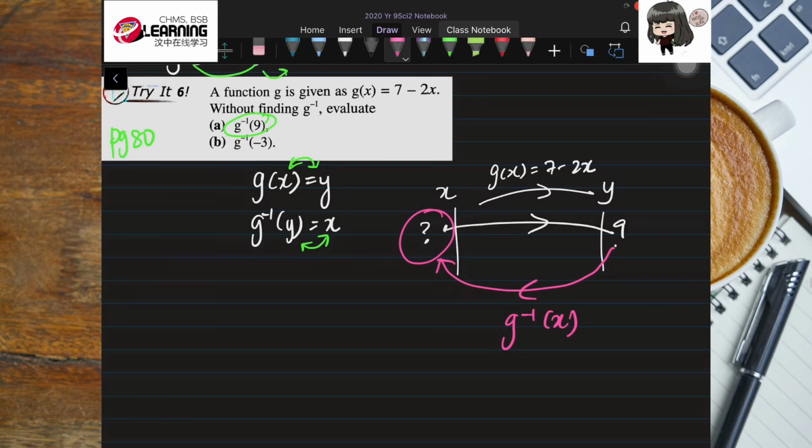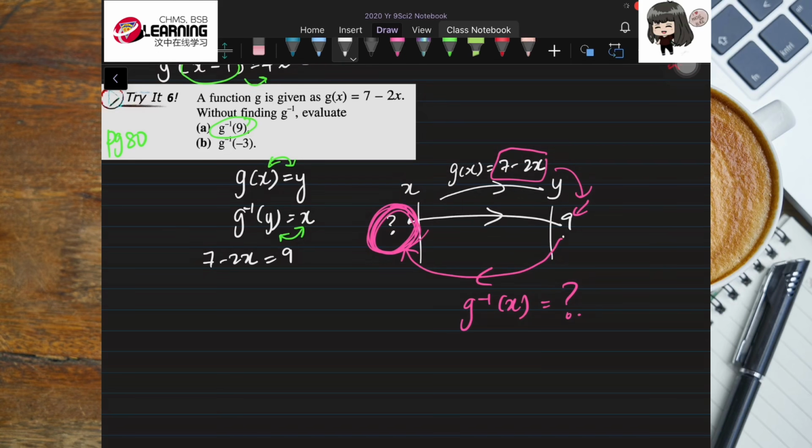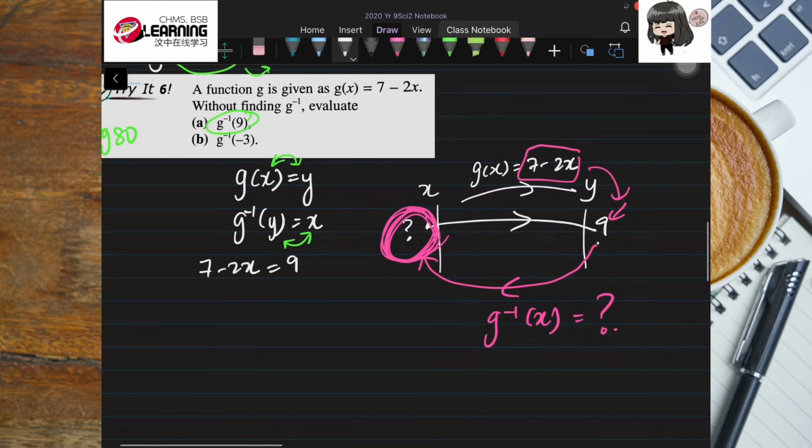Your g inverse, and without finding any expression, how are you going to find back the input, the original x? And we know that this is our output, right? So it means that 7 minus 2x is equals to 9. Now you are looking back how to find the input if your output is 9, right? So from here, 7 minus 2x is equals to 9.